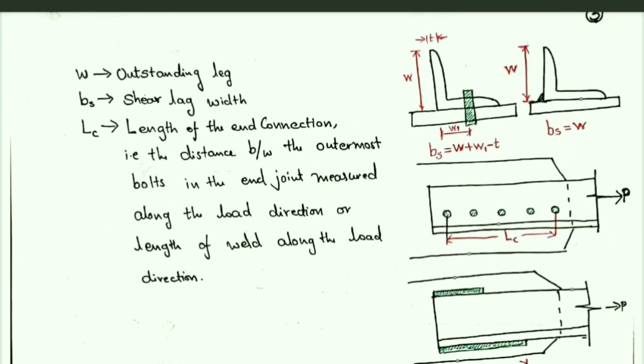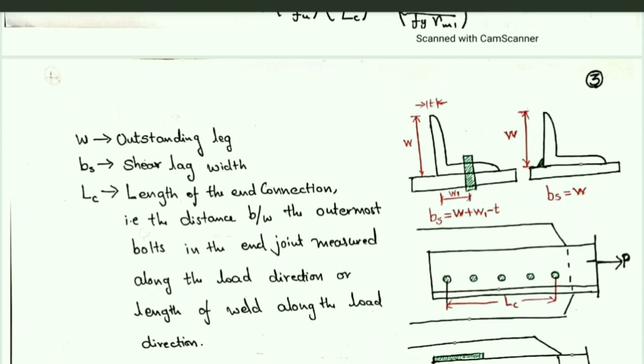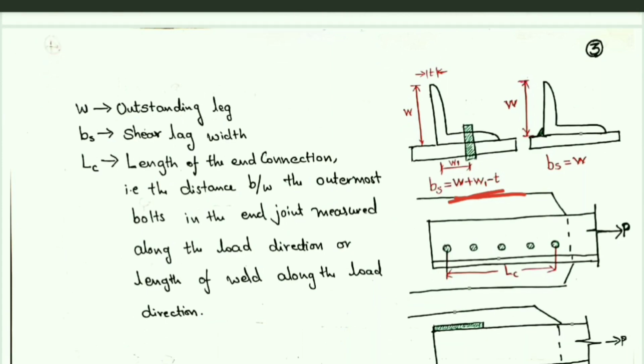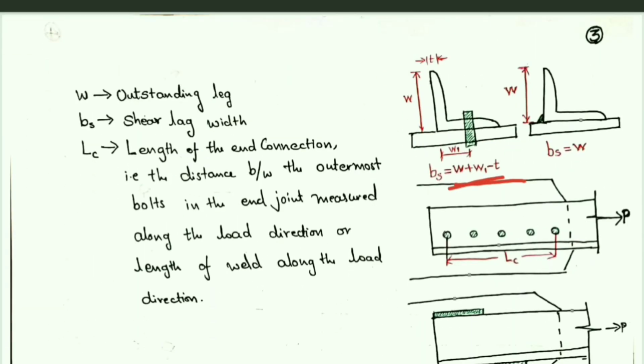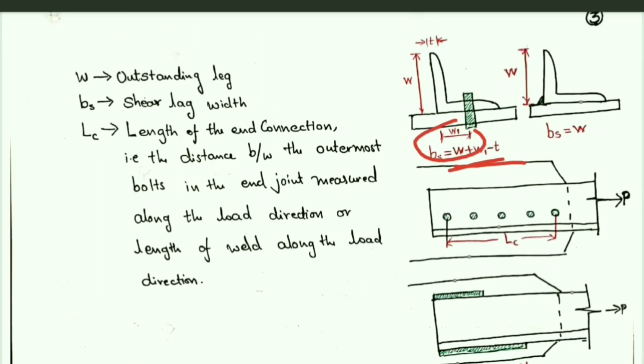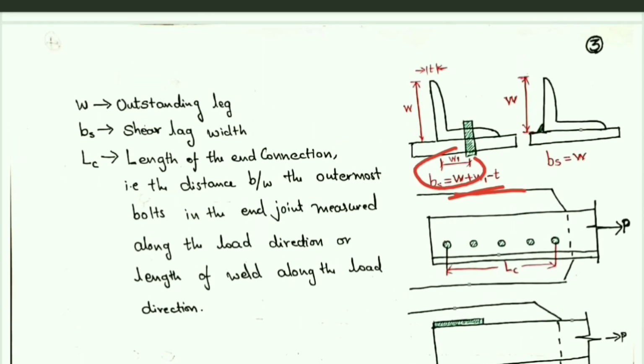bs will be equal to, you can see the formula indicates, w plus w1 minus t. w1 you will get from SP6 page number 168. While solving the problem, I'll tell that. And w anyhow you know, and t is the thickness of the plate. w1 is the length from the outer portion to the bolt connection. Okay, that is the shear lag width.